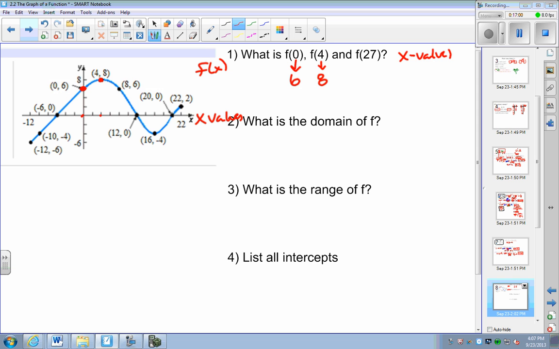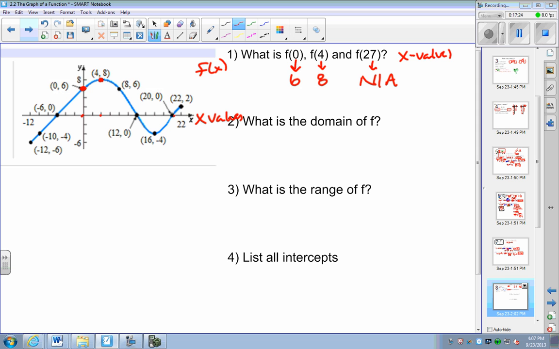The graph hits 8. When you go to 27, 22, we don't have anything. Okay, so we can kind of say a lot of different things. We could say we don't know, not valid, inconclusive. I'm just going to say not applicable. We have no idea. The graph stops at 22.